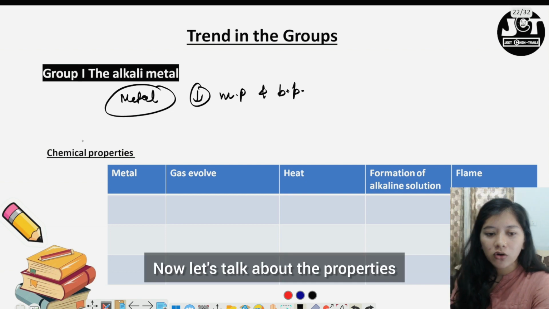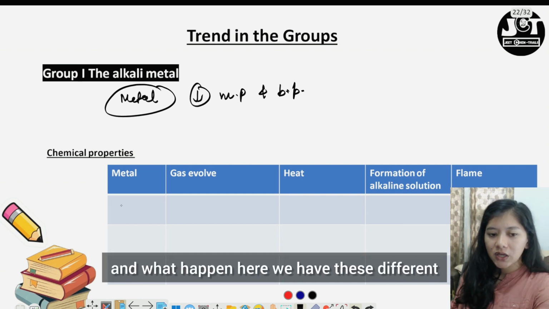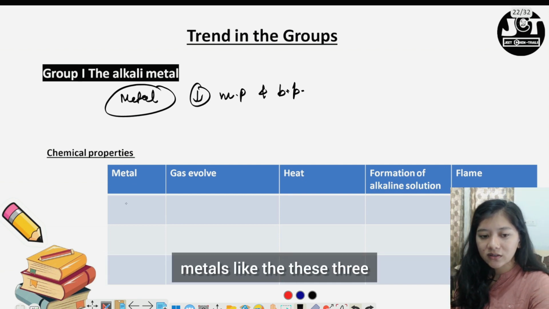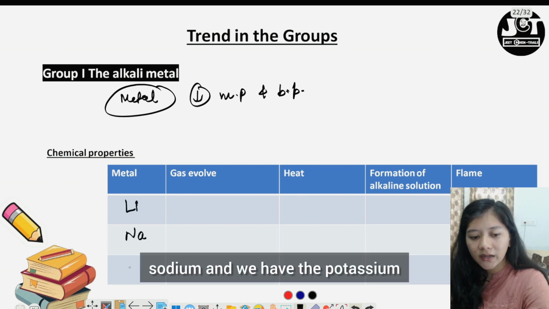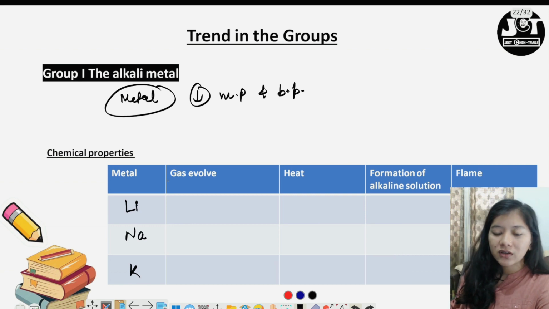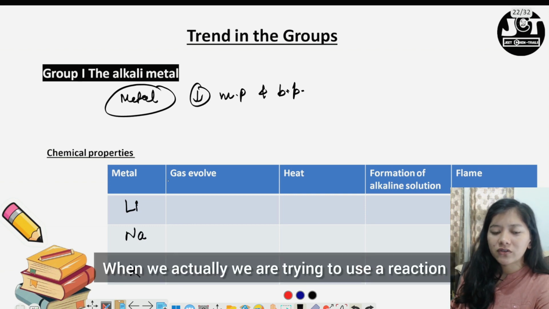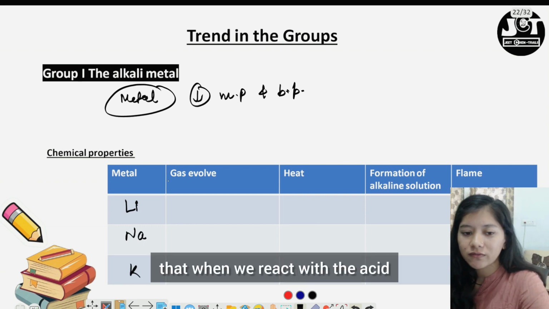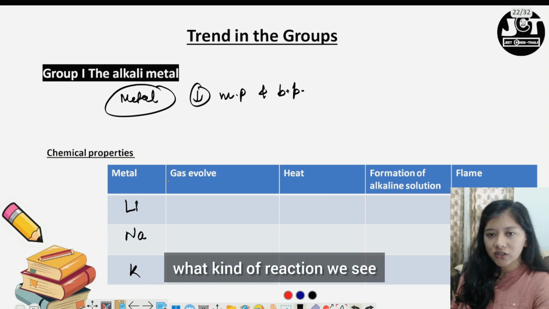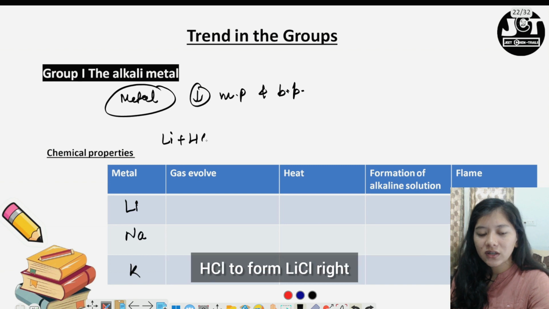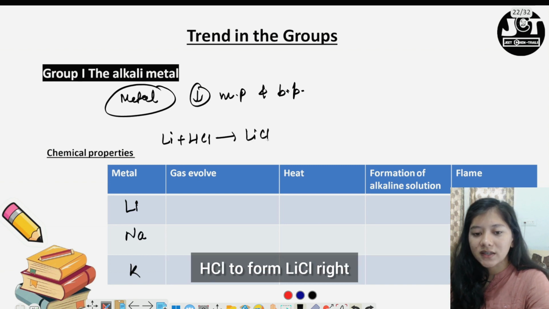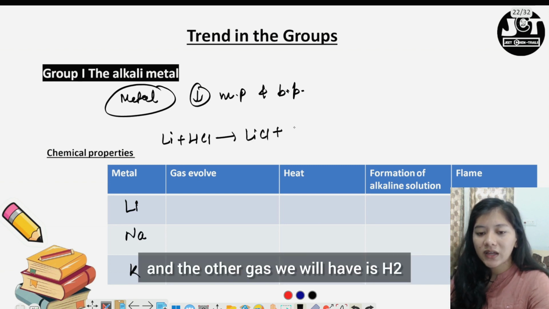Now let's talk about the properties and what happened here. We have these different metals which we need to discuss: lithium, sodium, and potassium. When we react them with an acid, what kind of reaction do we see? Lithium reacts with the acid like HCl to form LiCl, right? And the other product is H2 gas.